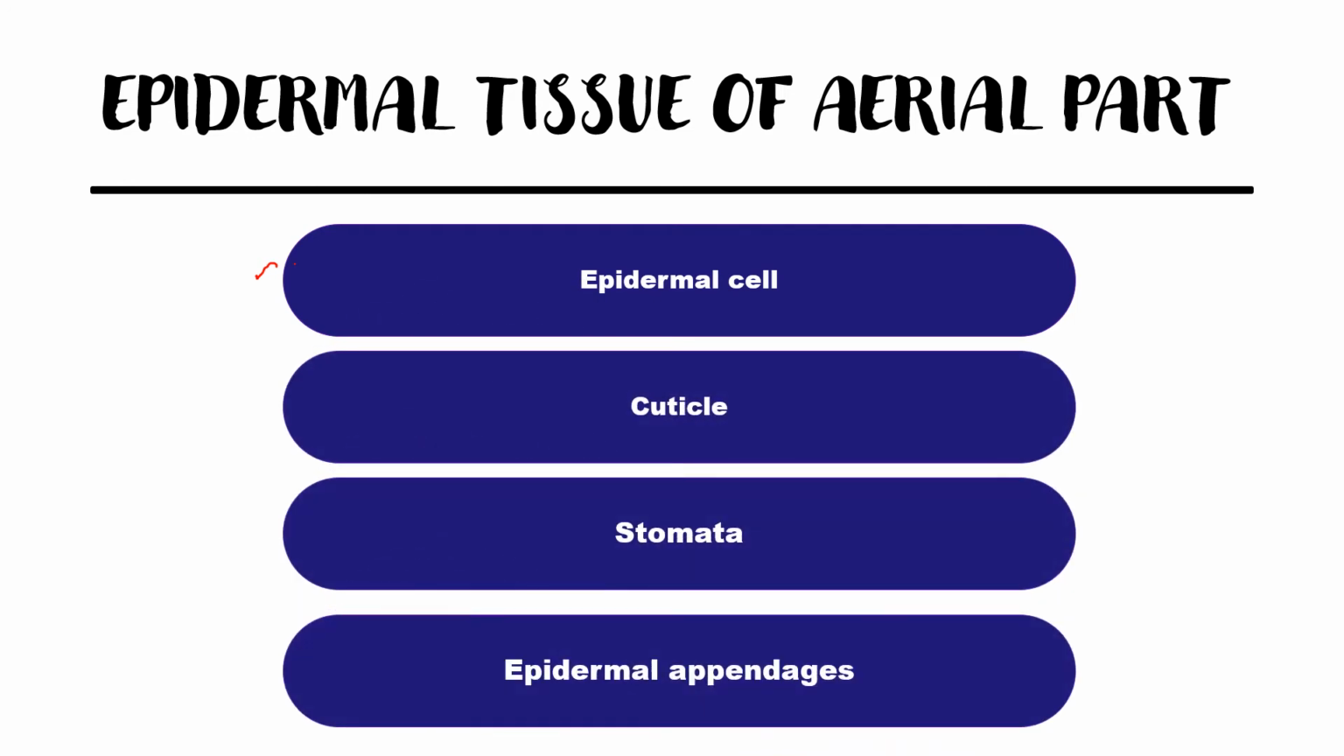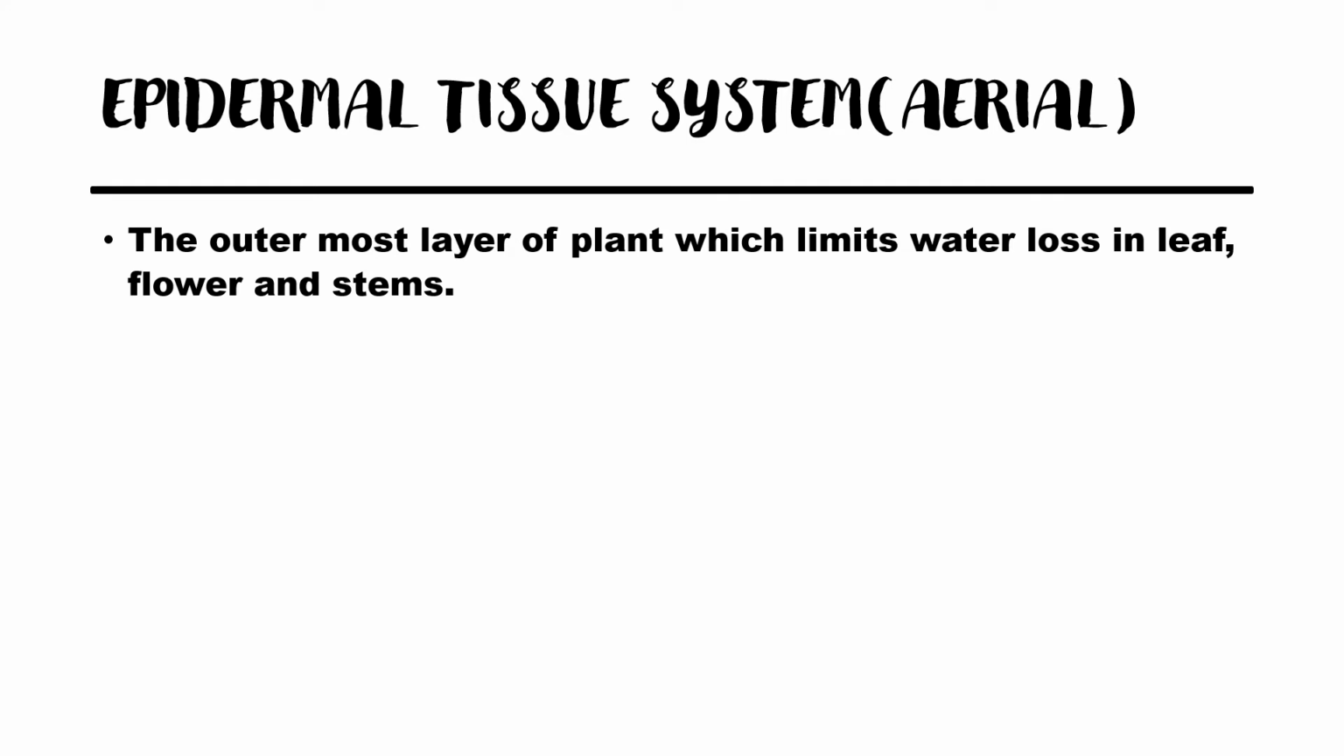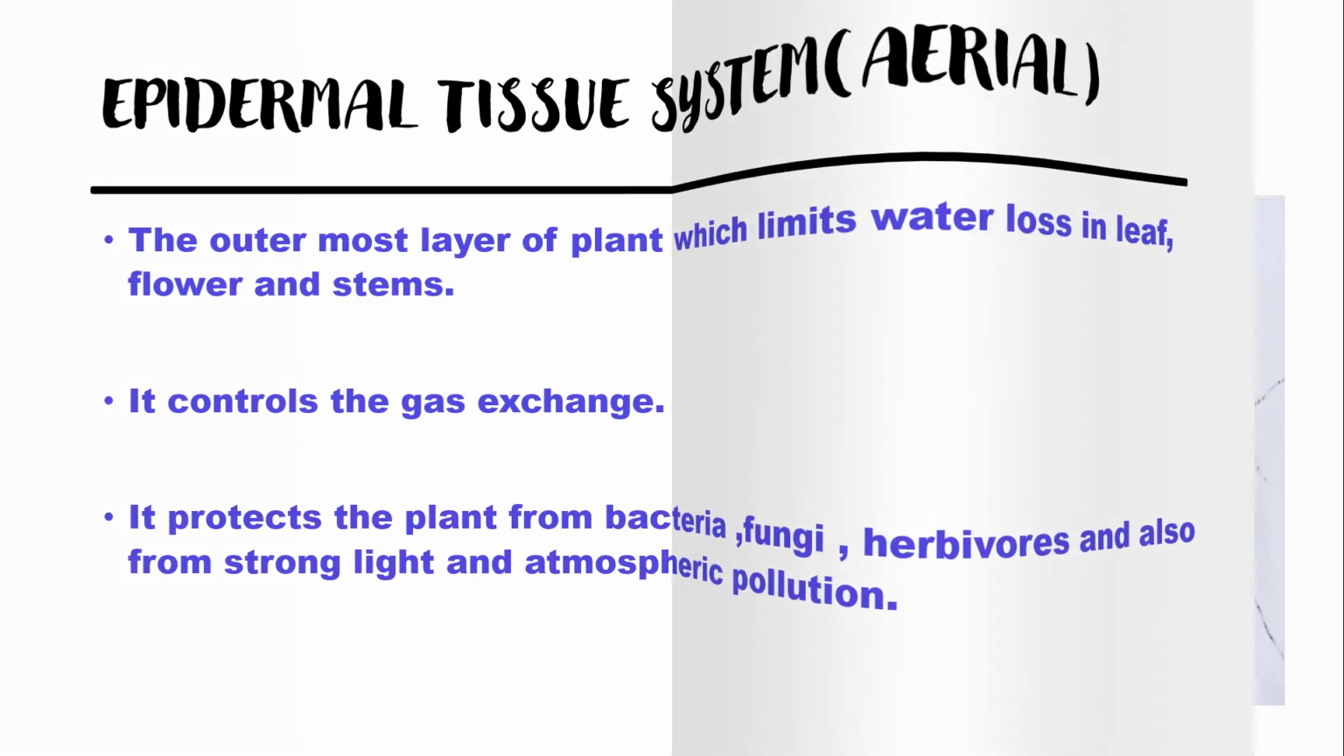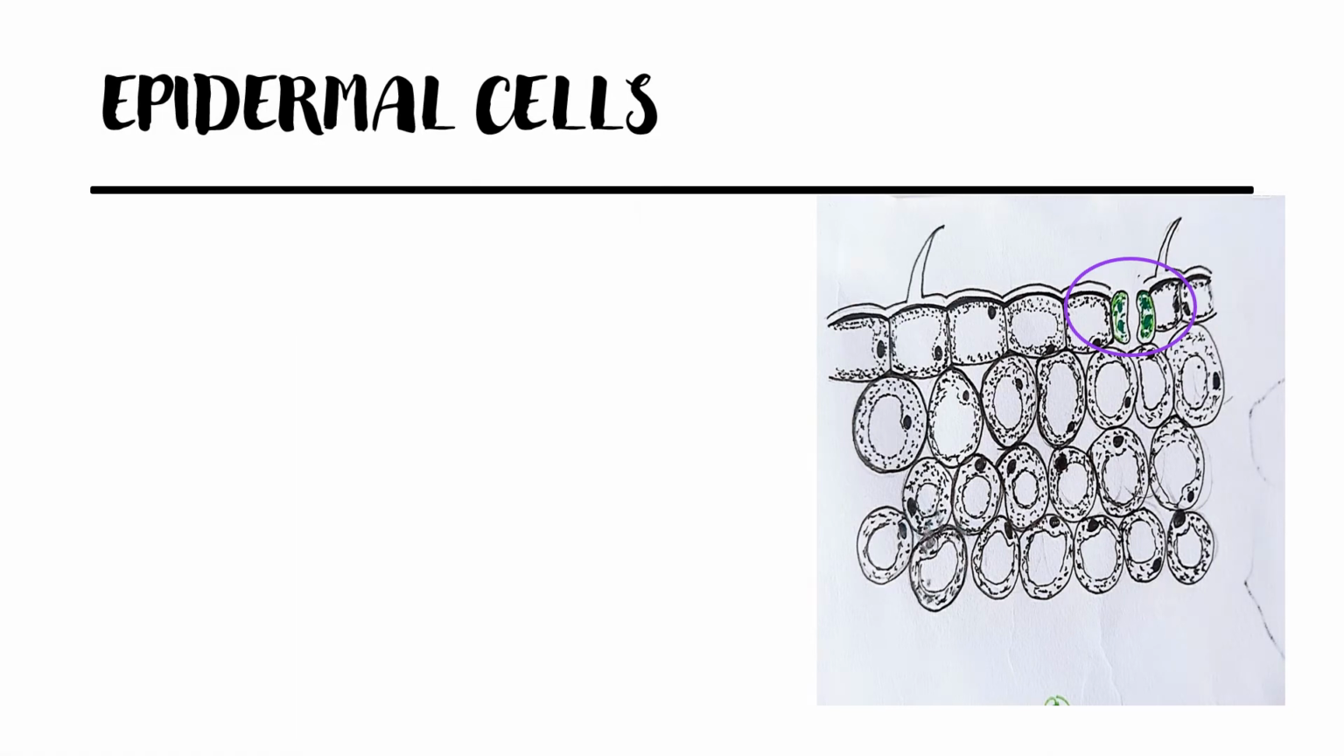Epidermal cell, cuticle, stomata and epidermal appendages together makes the epidermal tissue system of stem and leaf. The function is, this is the outermost layer of plant which limits the water loss from leaf, flower and stem. It controls the gas exchange. It protects the plant from bacteria, fungi, herbivores and also from strong light and atmospheric pollution. Let us look at the epidermal tissue components in detail. We'll start with epidermal cells.